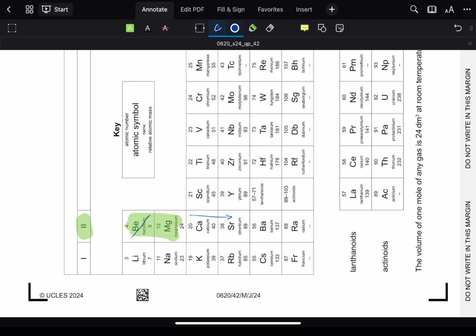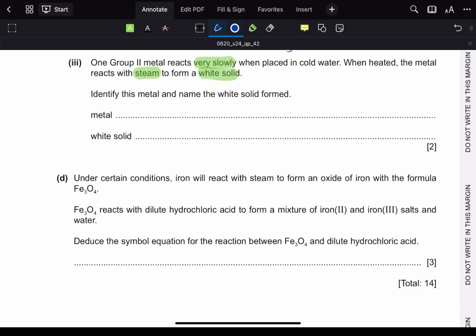Beryllium does not react with steam, meaning that magnesium is the element we're looking for. The metal is magnesium, and the white solid formed will be magnesium oxide. And this is because when a metal reacts with steam, they react to form a metal oxide plus hydrogen gas.